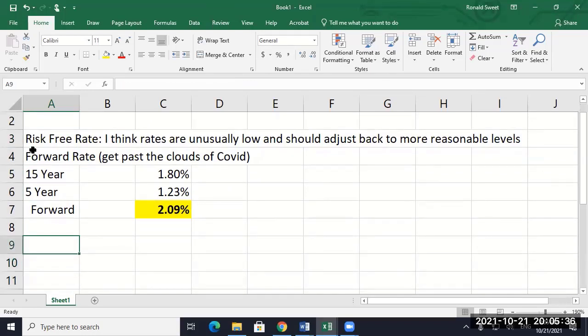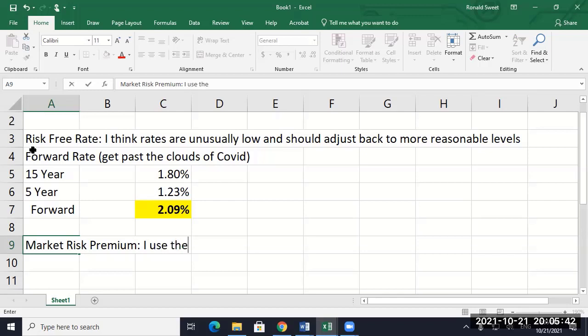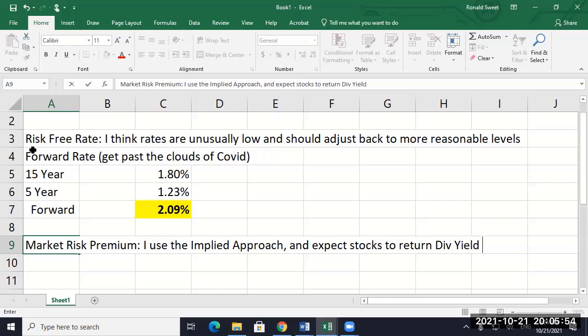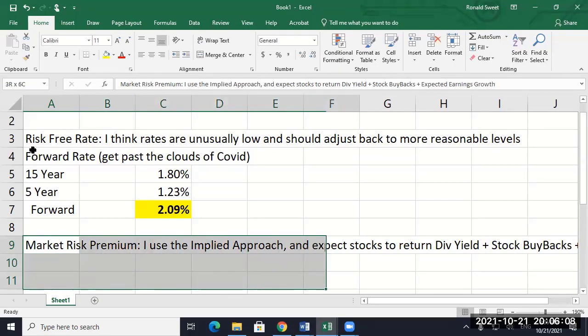Okay, then the market risk premium. I use the implied approach. Expect stocks to return dividend yield plus stock buybacks plus expected earnings growth. It's kind of hard to read.